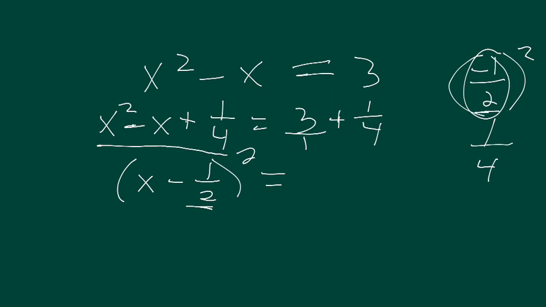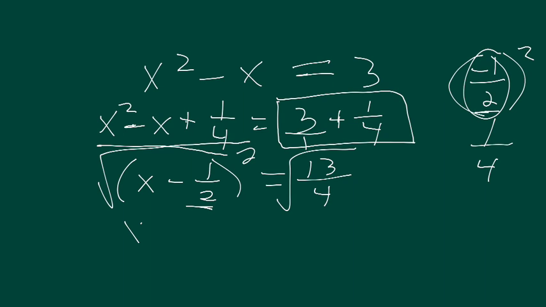Now, 3 over 1. When we add 3 over 1 plus 1/4, I have to make common denominators of 4, so that would actually be 12 over 4. So that would be 13 over 4 when we add these two together. That's why it's very helpful to know your skills with fractions. So again, 3 over 1 becomes 12 over 4. Now we take the square root of both sides.